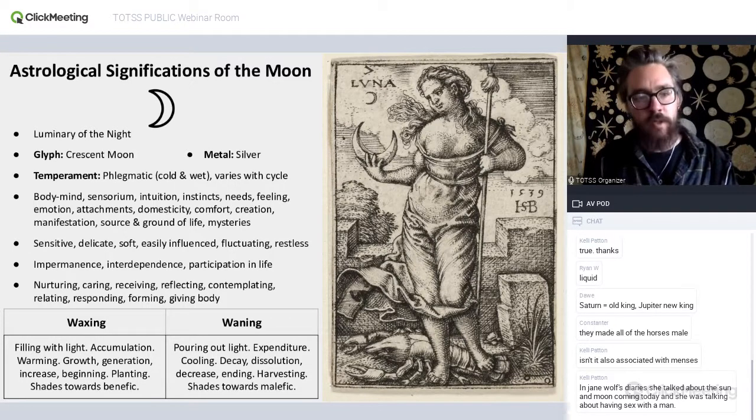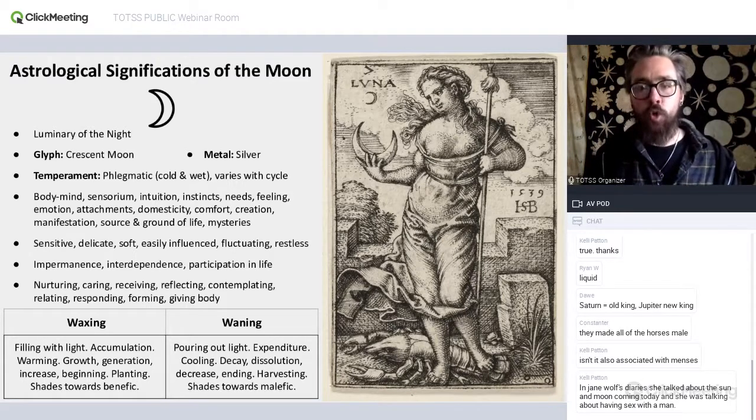So the moon is easily influenced by the other planets and can really give body and manifestation to the other planets. So she can effectively strengthen the other planets by giving their rays or their significations body and manifestation and concrete form. But again, with the waxing and waning, she's also fluctuating and can be restless.